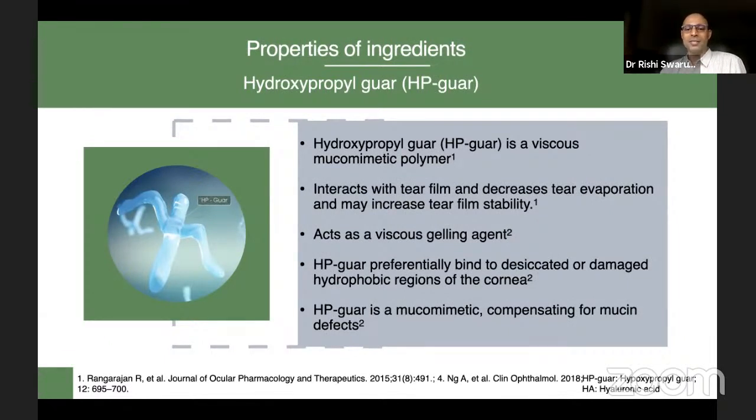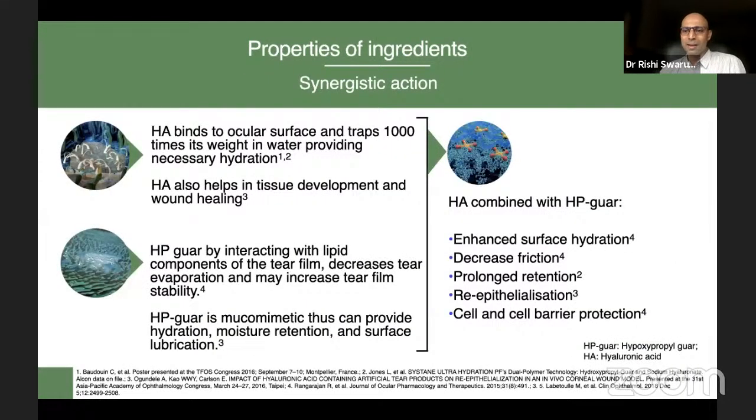And we know that it's a viscous gelling agent which binds to the corneal microvilli, and it acts like what mucin does to the eye. It's a mucomimetic, and it stabilizes the tear film in many ways, and it increases the retention time of the lubricant on the eye by itself. So these 2 are the main key elements which have been added and which really add a lot of value to this particular formulation of sustained hydration.